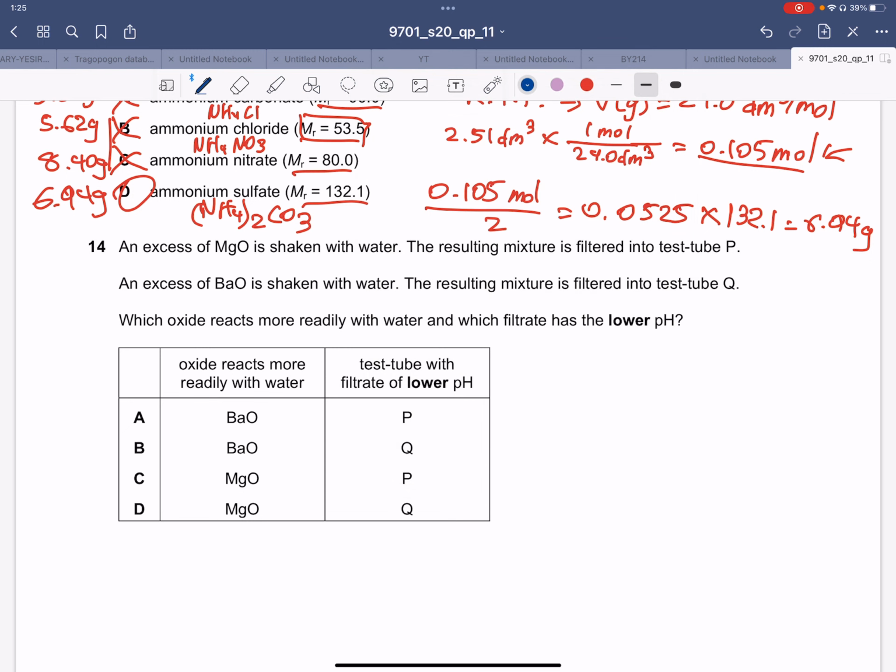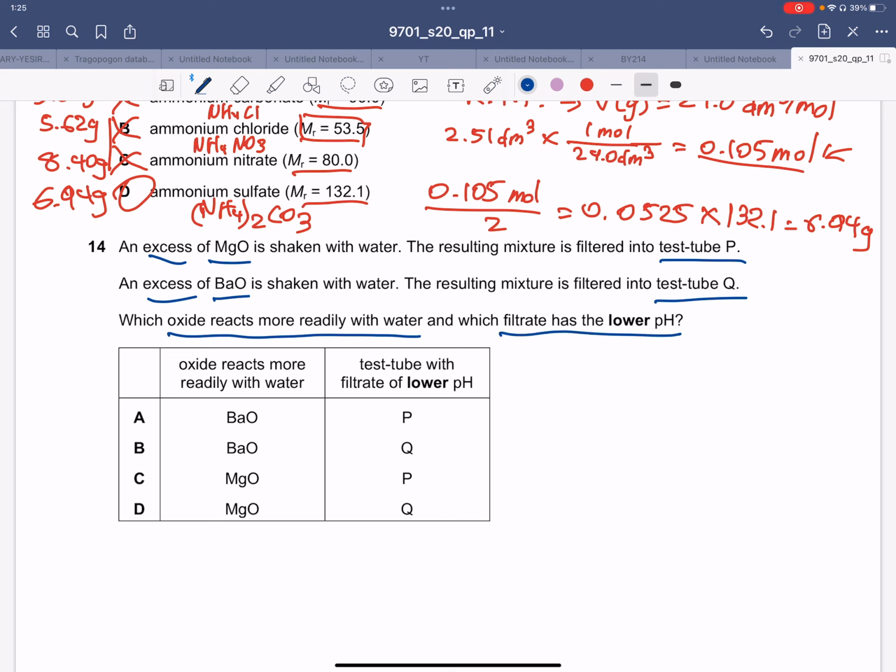Okay, an excess of MgO is shaken with water. Okay, magnesium oxide. The resulting mixture is filtered into test tube P. An excess of BaO is shaken with water. We should probably highlight excess as well. The resulting mixture is filtered into test tube Q. Which reacts more readily with water, and which filtrate has the lower pH?